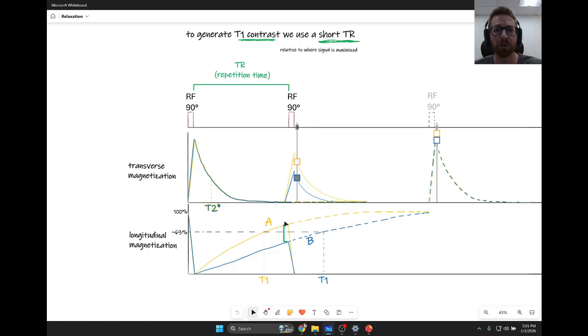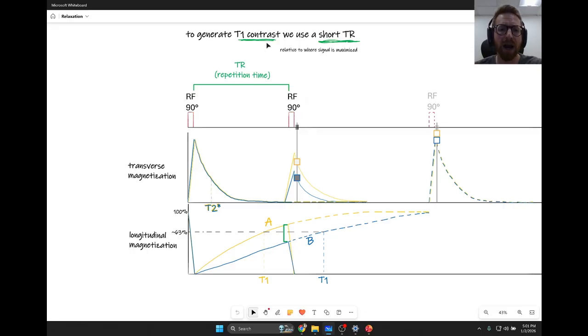So I'm going to introduce another term, which is TR, repetition time. And that refers to the time between 90-degree radiofrequency pulses. How long do we wait before we repeat the pulse sequence? So far we have two terms for our MR sequence parameters. We have TE, the time after the 90-degree radiofrequency pulse when we sample our signal, and TR, the time between repetitions of that same pulse sequence.